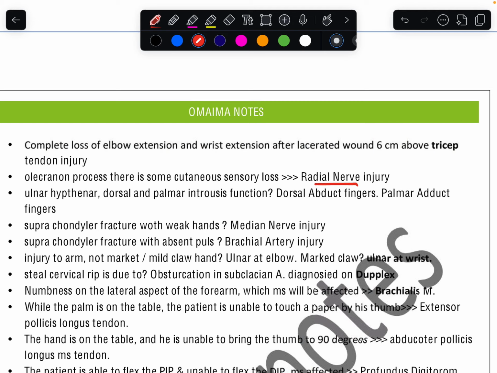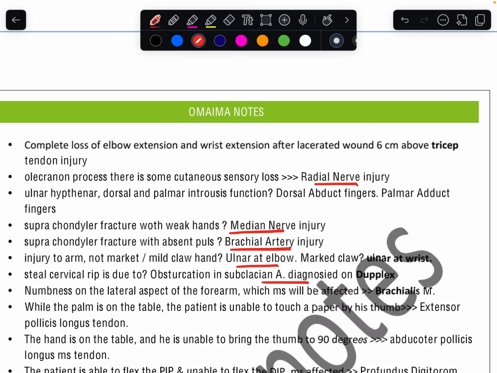Supracondylar fracture, weak hands, median nerve. Supracondylar fracture, absent pulse, brachial artery. Injury to the arm: mild claw is ulnar at the elbow, marked claw is at the wrist. Steal. Cervical rib is due to obstruction of the subclavian, diagnosed by duplex.